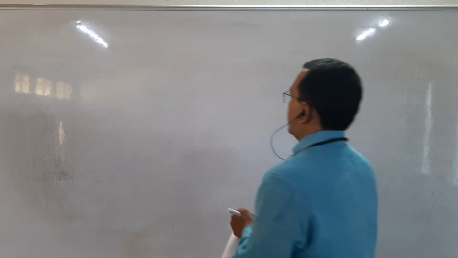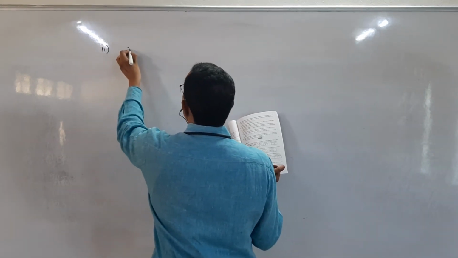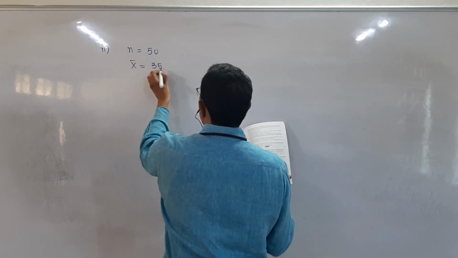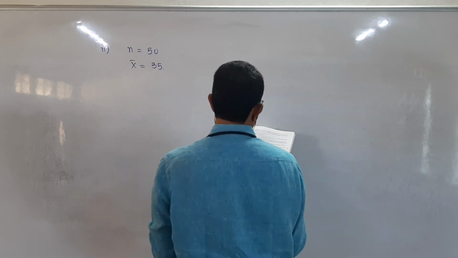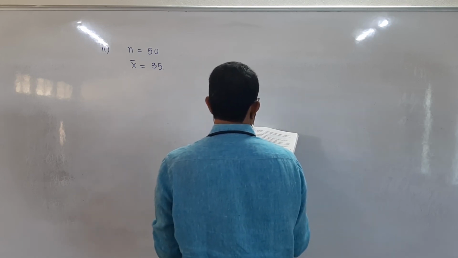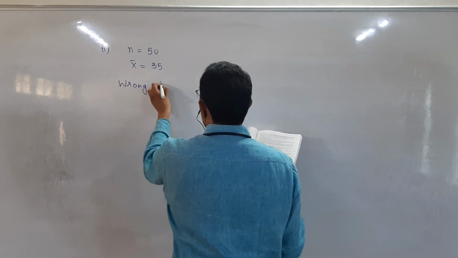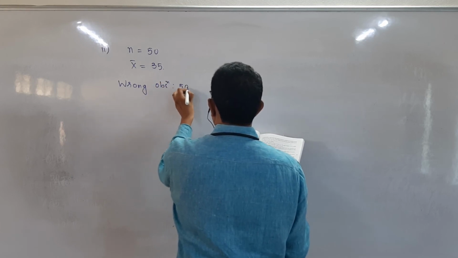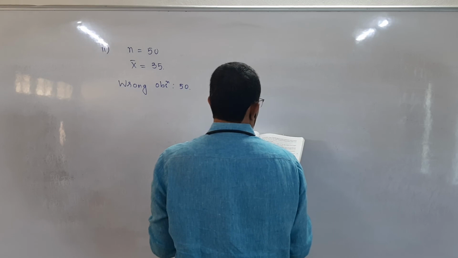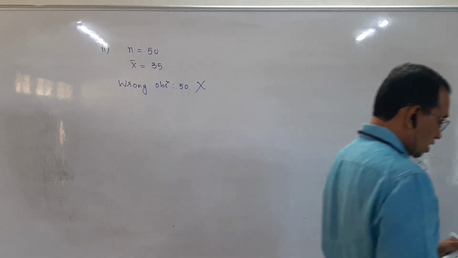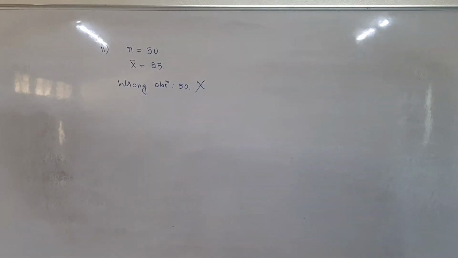Now students, sum 11. Mean of 50 observations is 35. Later on it was known that one observation, 50, was wrong. Find the mean of the remaining observations by excluding the wrong observation. This wrong observation, students, we have to remove.